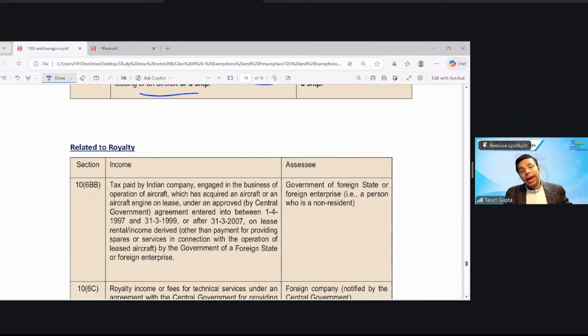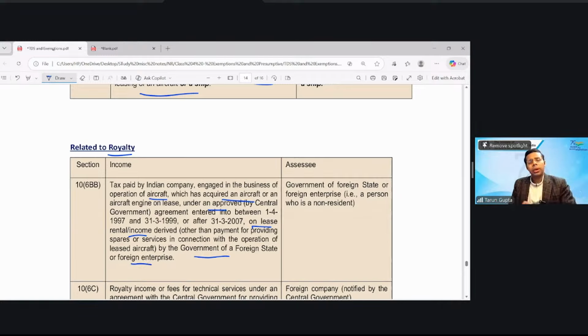Okay. Other exemptions are provided for royalty income. They are also in respect of royalty of aircraft and all. So, the first exemption is tax paid by the Indian company engaged in the business of operation of aircraft which has acquired an aircraft or an aircraft engine on lease under an approved agreement entered into between this date and this date, or after 31st March 2007, on lease or rental income derived by the government of foreign state or foreign enterprise.